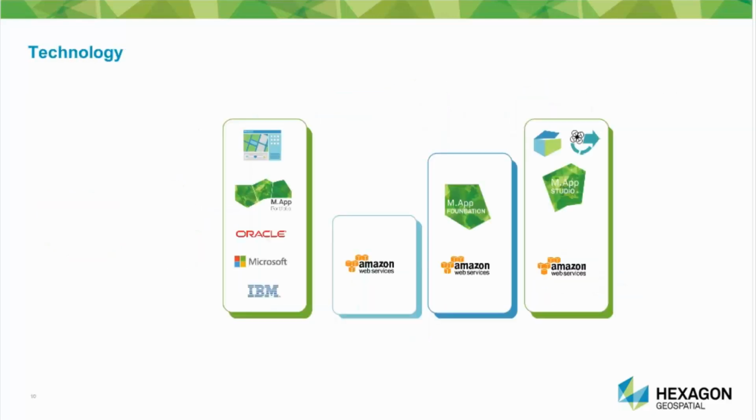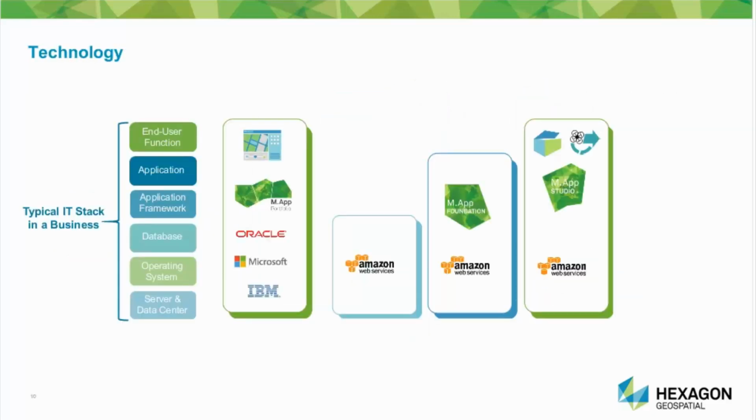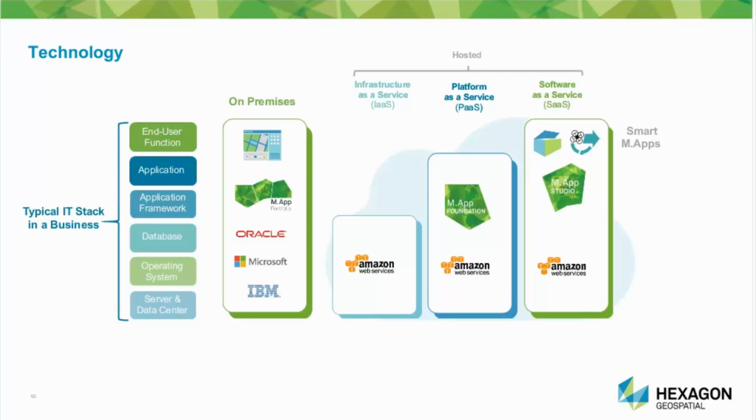Now, just a technology overview. I won't go too much in depth about this, but the typical IT stack in business is to manage the servers, the data centers, the operating system, and databases. This is what Amazon does for us in the cloud. We then introduced platform as a service, our Mapp Foundation, into the cloud, and then the studio to provide Hexagon Smart Maps. Now, with Mapp Enterprise, we are targeting the on-premises environment as well with our Hexagon Smart Map, where you will probably have your existing infrastructure, databases, hardware infrastructure, and data centers as well. We're actually not supporting this environment.